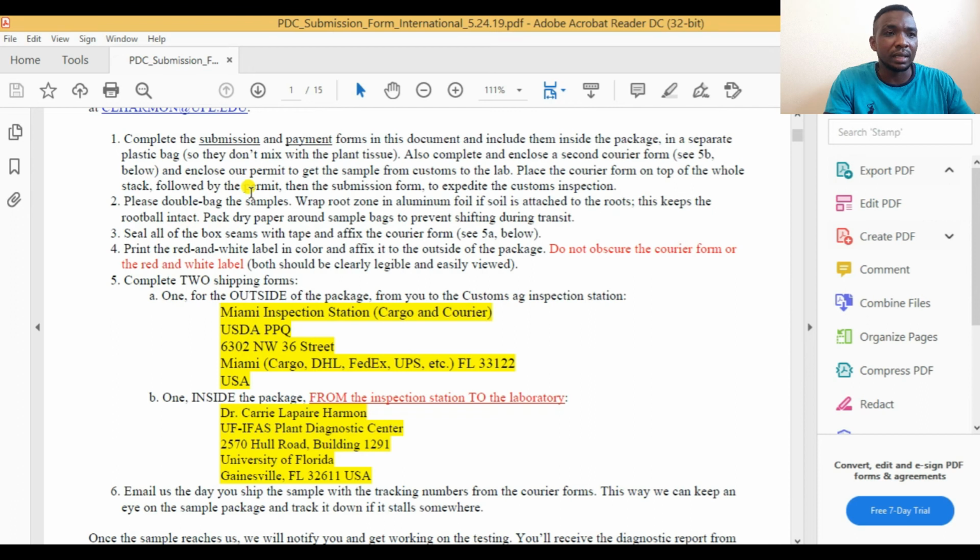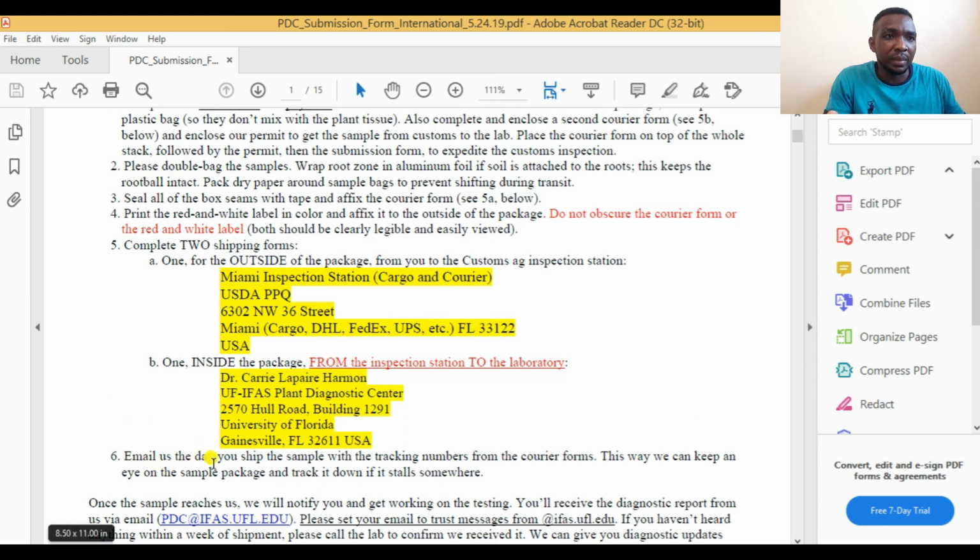When you develop those shipping forms on your FedEx account, you basically will get your tracking number. What they say at number 6 is: email us the day you ship the sample with the tracking numbers from the courier forms, right? This way we can keep an eye on the sample package and track it down if it stalls somewhere.